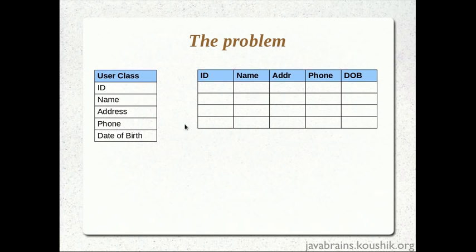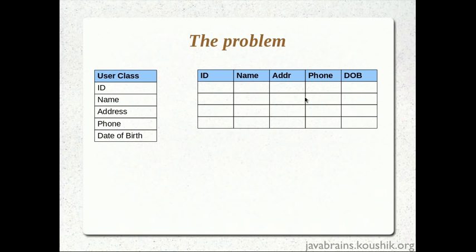So let's say I have user object number 1. I would save this as row number 1 in this table. User object number 2 would be saved as row number 2. So depending on how many objects I need to save, I would have so many rows in this table. So a class corresponds to a table, and an object of the class corresponds to a row in the table. This is something that we have been doing over the years.